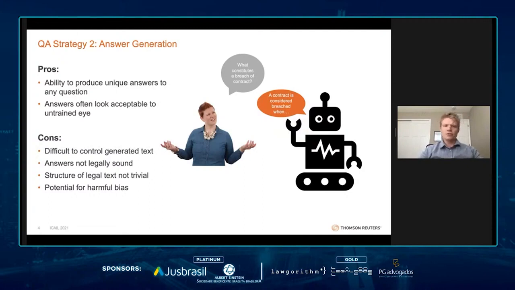So another strategy that can be employed is answer generation. The nice thing about generation is you're able to produce unique answers to any kind of question, but the answers often look really nice to the untrained eye. However, it's really difficult to control the generated text, and the answers are not legally sound, which is not ideal for the legal company. And the structure of legal text is not trivial, and there's potential for harmful bias.